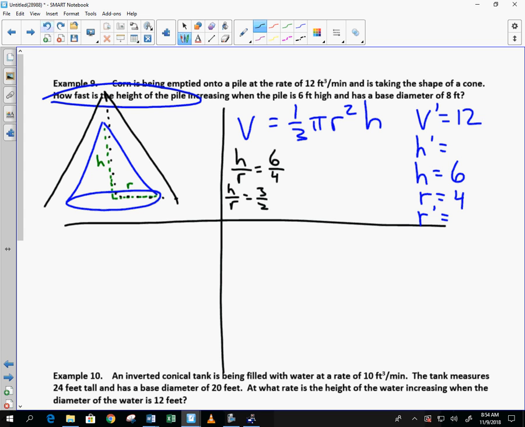Okay, so I'll cross multiply. 2h is equal to 3r. Awesome. I've got 2h is equal to 3r. Do I want r equals or do I want h equals? I want r equals because I'm trying to solve for h prime. So I divide both sides by 3. So I get r is equal to 2/3 h.